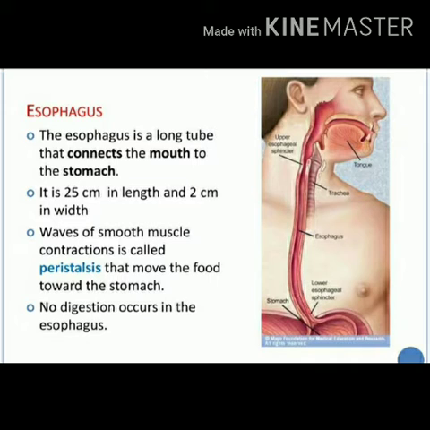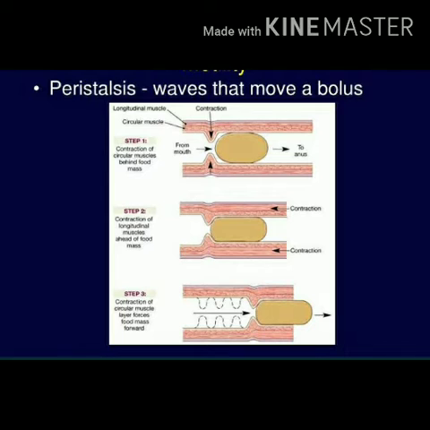Okay, it is a long tube that connects the buccal cavity or mouth to the stomach. It is about 25 centimeters long. In this, the most important thing is a contraction that we call peristalsis movements. In this tube no digestion occurs, only movement of food is there. That movement we call peristaltic movement.